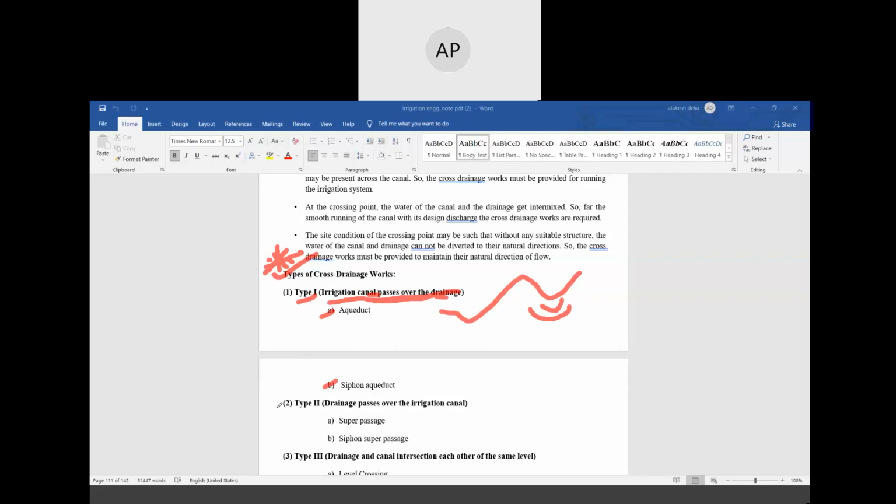Next is your type 2. What is type 2? Drainage passes over the irrigation canal. Here in this type, the drain is passing over the canal. And these are two types: super passage and siphon super passage.